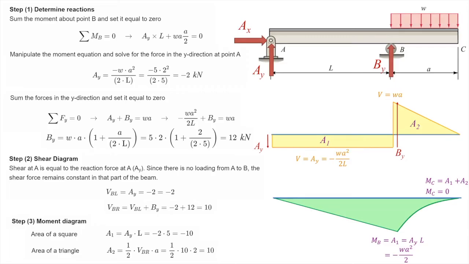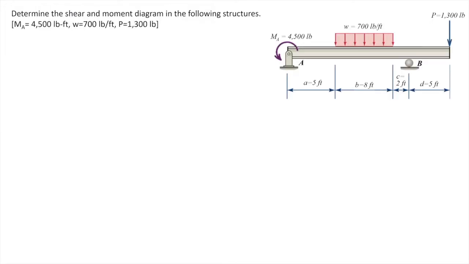This was a basic example to demonstrate how to use graphical methods to construct shear and moment diagrams. Alright, now let's look into another example with more complex loadings in order to make sure the concept is understood properly. The beam shown in this figure is supported by a pin support on the left side at A and a roller support at B.